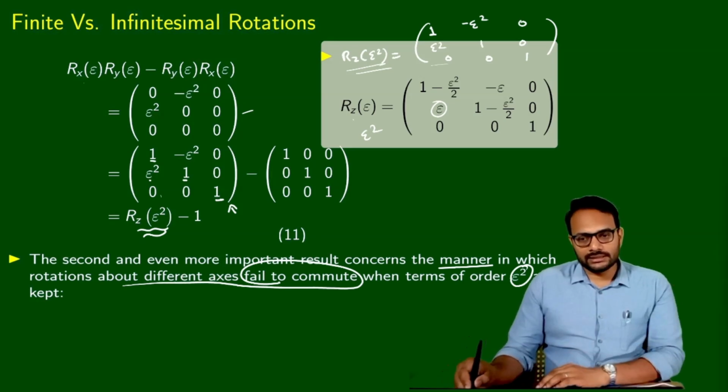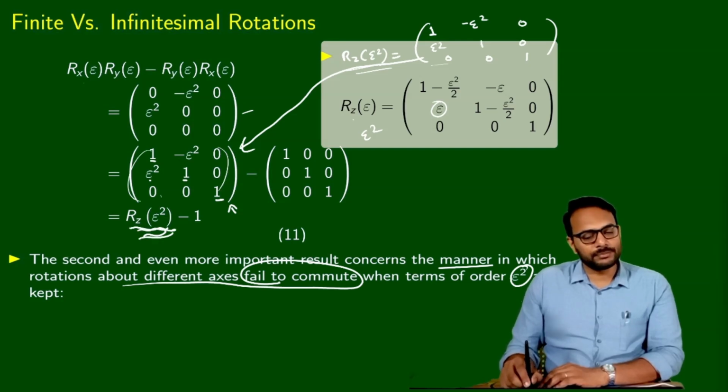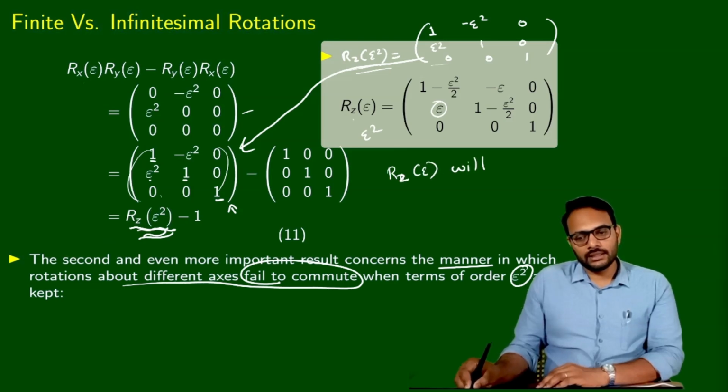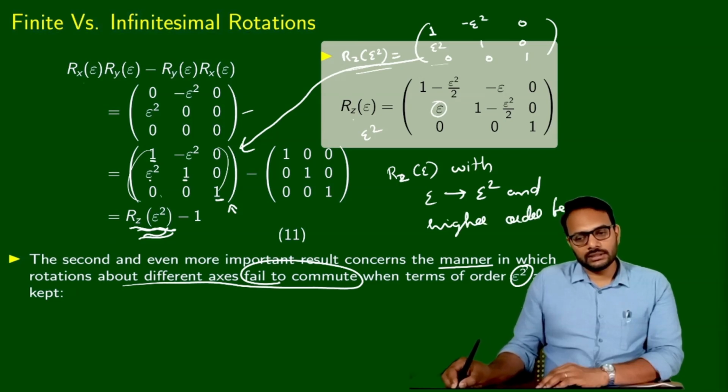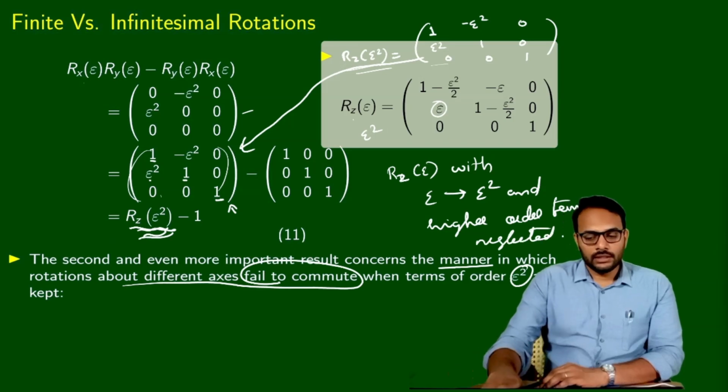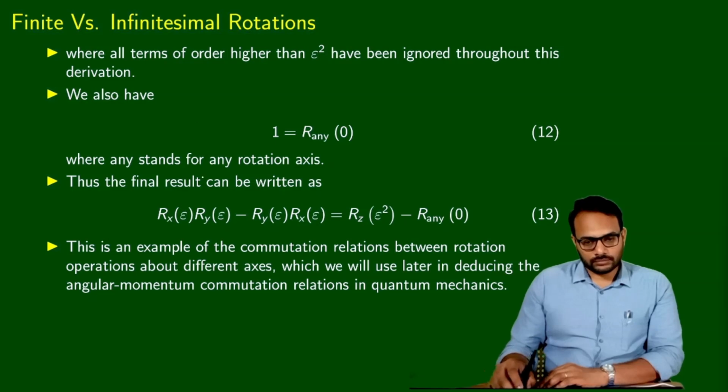So that's this matrix. We can write this matrix as Rz of epsilon square. What's Rz of epsilon square again? It is Rz of epsilon with epsilon replaced by epsilon square and higher order terms neglected. Okay, so we have this result.